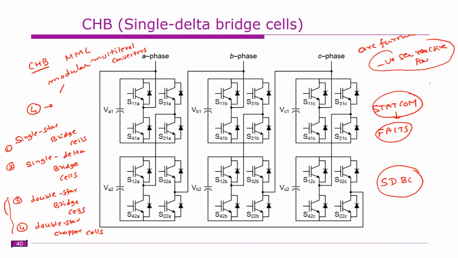To compensate that negative sequence reactive power, what we have to do is use this STATCOM, which is based on this cascade H bridge. That is used to compensate the negative sequence reactive power. So why exactly do we use this one? Because we have this delta connection. The good thing with the delta connection is that whatever negative sequence reactive power is there is circulated in the delta.